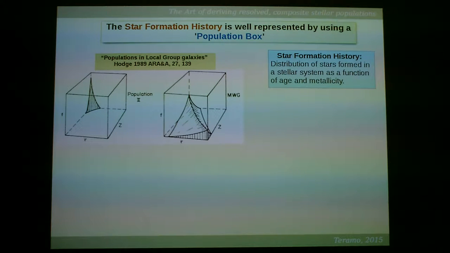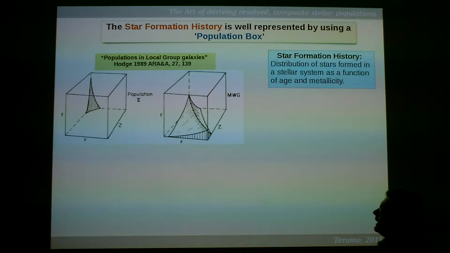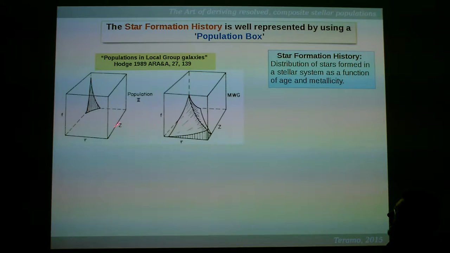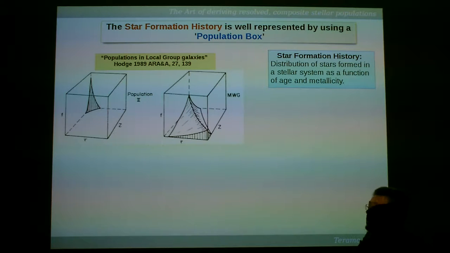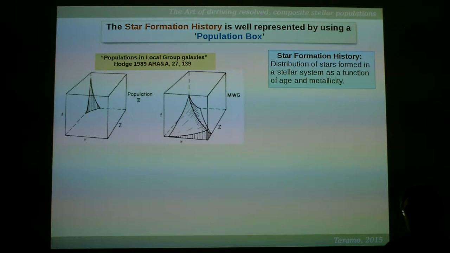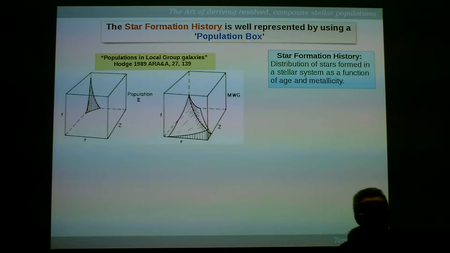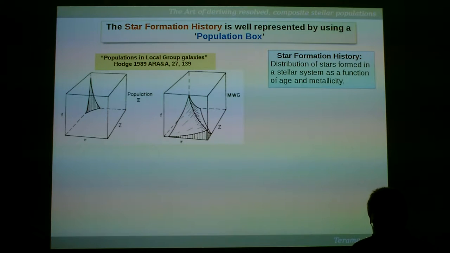So the star formation history is the study of how the stellar population of a system evolved with time. A very nice representation of a star formation history is the population box. It was introduced by Tinsley in 1988, and it represents the number of stars formed as a function of time and metallicity. This is a representation of a system composed only of population 2 stars, all metal poor. And this is a conceptual representation of the star formation history of the Milky Way, with evolution in metallicity, stars of all ages and increasing star formation. But this is drawn by hand, it's only a concept, based on intuition only.